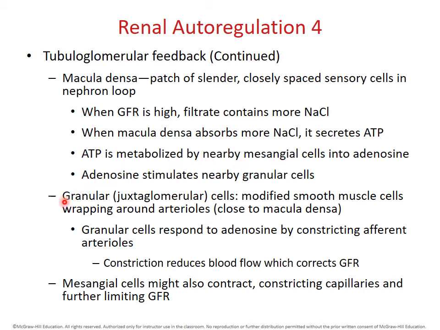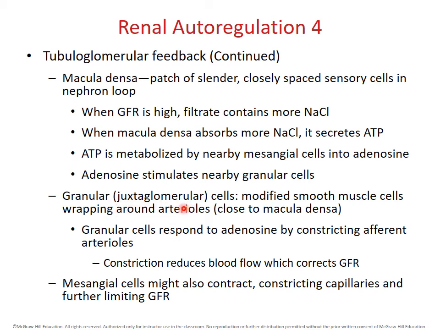Well, granular cells are also known as juxtaglomerular cells, JG cells, and different books will use either one term or the other, so you should probably be aware of both. These are modified smooth muscle cells in the tunica media of the afferent arterioles and efferent arterioles. Now, let me back up. I said they're in the tunica media. They're actually not in the tunica media. They're extensions from the tunica media, and so they're actually found outside the arterioles.